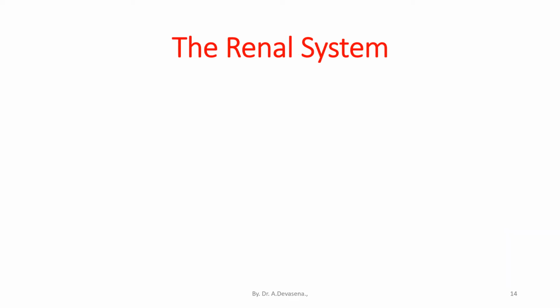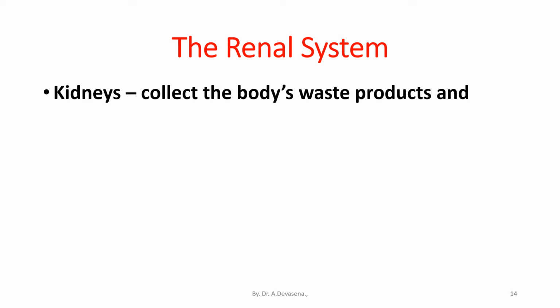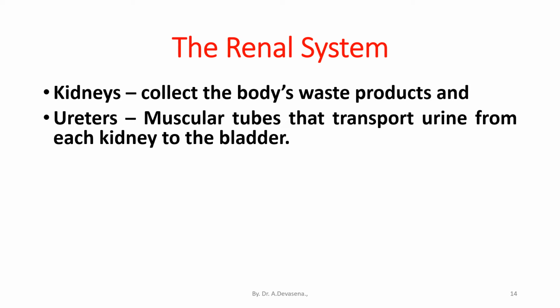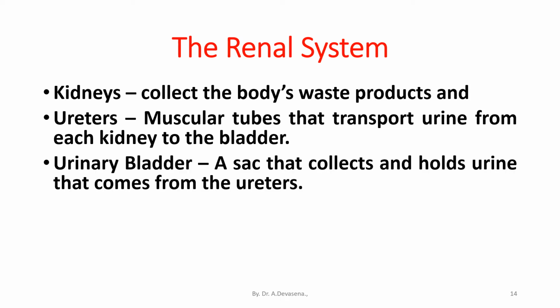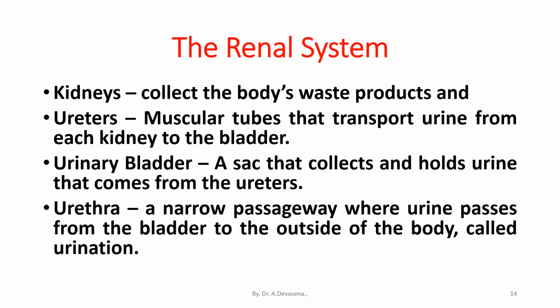The renal system. Kidneys collect the body's waste products, and ureters, muscular tubes, transport urine from each kidney to the bladder. Urinary bladder, a sac that collects and holds urine that comes from the ureters. Urethra, a narrow passageway where urine passes from the bladder to the outside of the body, called urination.